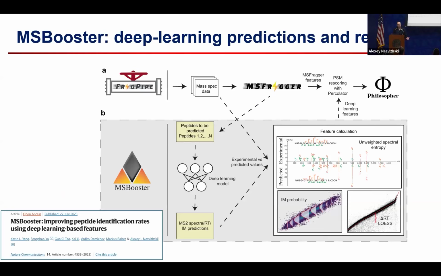So, for example, one thing that we were really pushing hard is the development of the MSBooster rescoring tool that utilizes deep learning-based predictions.